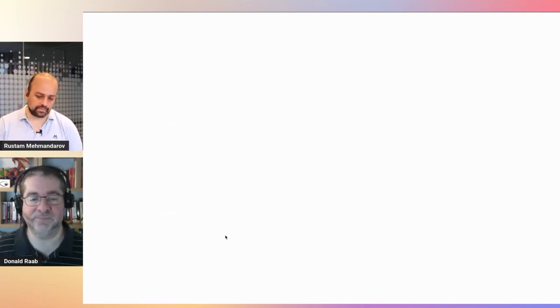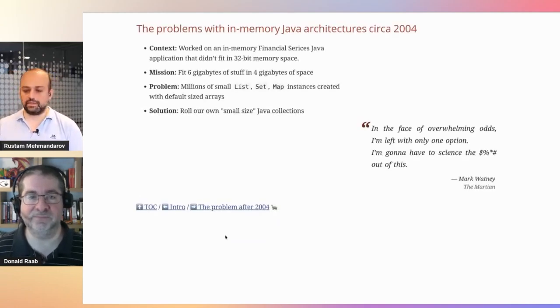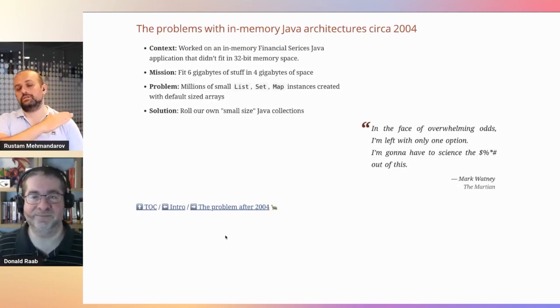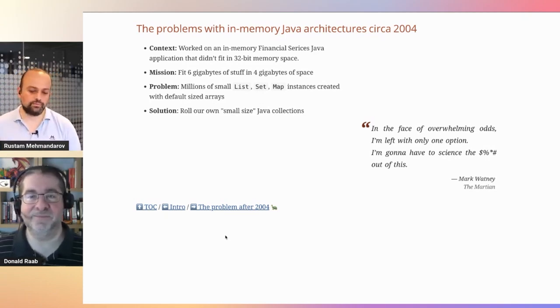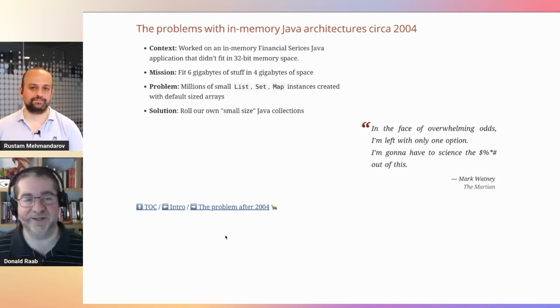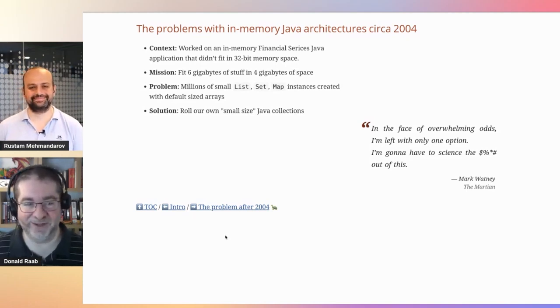So, enough about that. Let's talk a little bit of history. Rewind a tiny bit and talk about what was happening in 2004 and why it's important. Yeah, so back in 2004, to give some context, I was working on a financial services Java application and had a problem. It didn't fit into a 32-bit memory space. And my mission was to try and fit 6 gigabytes of stuff into 4 gigabytes of space, right?